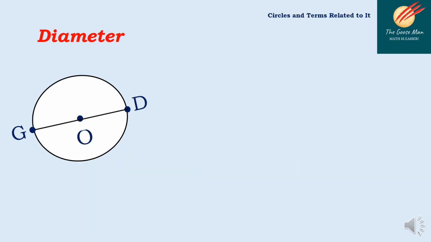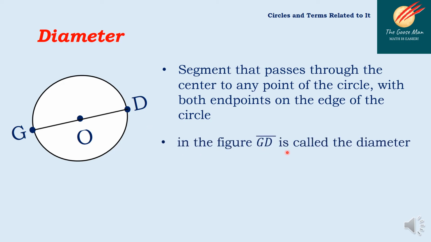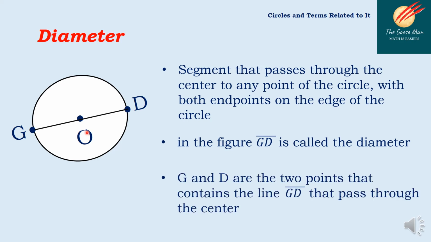The next term that we will talk about is the diameter. It is the segment that passes through the center to any point of the circle with both endpoints on the edge of the circle. Specifically in this example, we have circle O, then we have line segment GD. In the figure, GD is called the diameter because it passes through the center O. G and D are the two endpoints of the line segment GD that passes through the center.